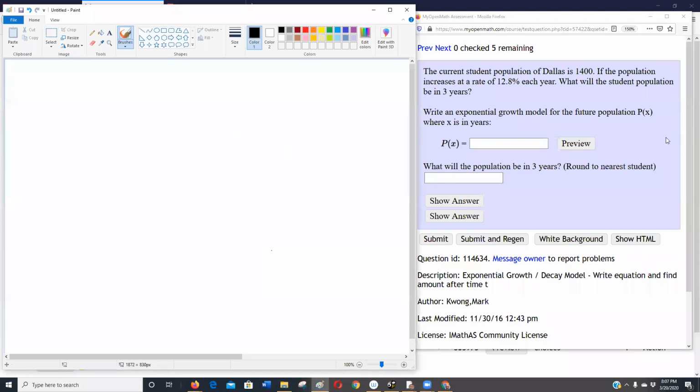Okay, so for this question, let's see. We know we're working with an exponential model. It tells us a growth model. I see that the initial value is 1400. So we're going to try y equals a b to the x. So I know the initial value, the y-intercept, is 1400. And then they're telling me it increases at a rate of 12.8% a year.